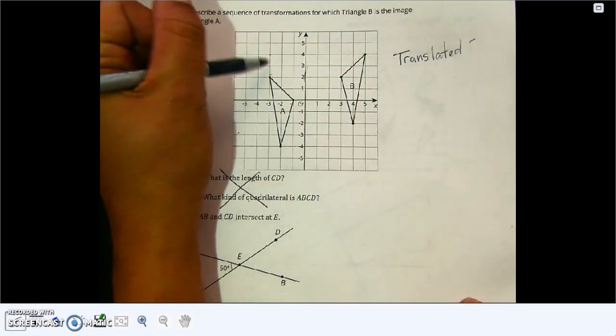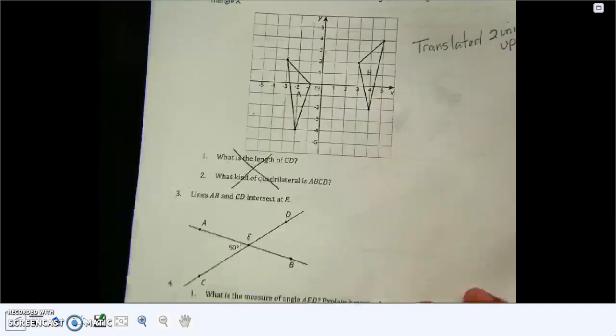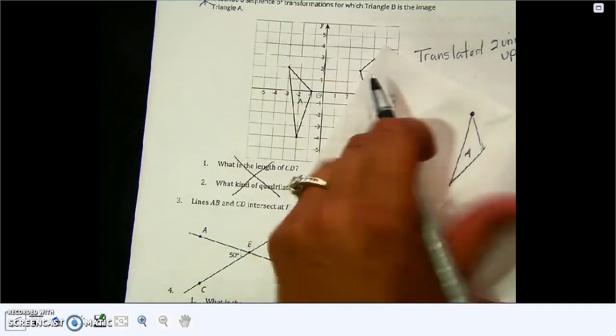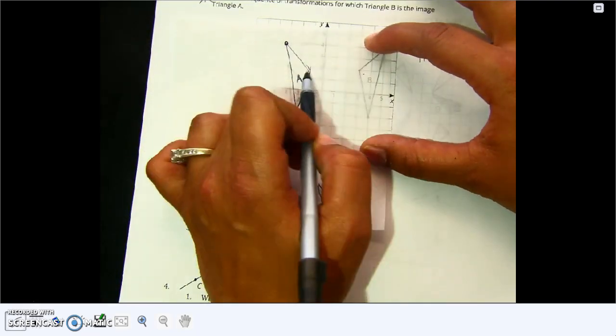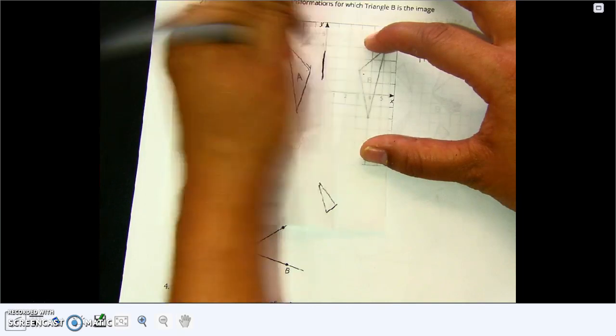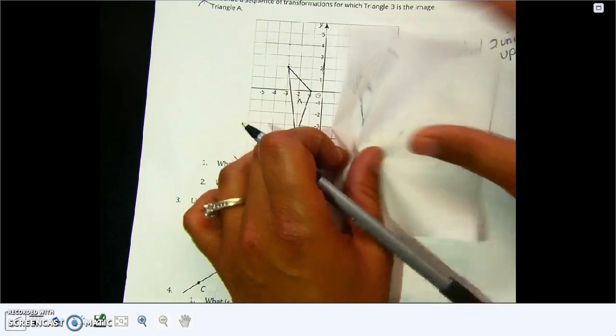And we said it was 1, 2, 2 units up. And once we did that, once we were up that many units, we can see the spacing's the same. So I needed to reflect over the y-axis, and it should flip right on top.